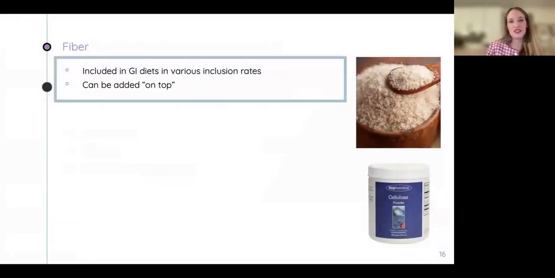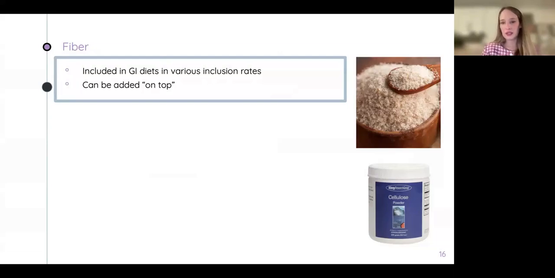So let's start with fiber. It is a big topic, but I'm going to shorten it super short. Normally in gastrointestinal diets and hydrolyzed protein diets that we use in the elimination diet protocol, fiber would be included at quite various rates, so you need to check the label. Some are really low in fiber, some are medium, some would be much higher. But when you need it, and your diet fits well for all the points but just not for the fiber, you can add it on top.